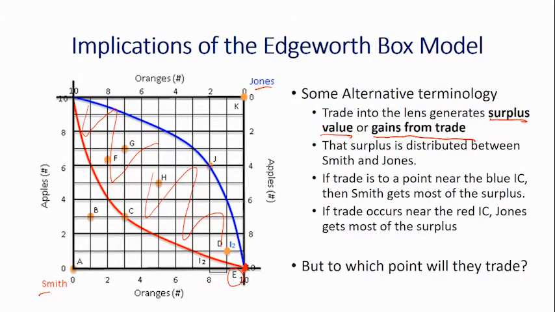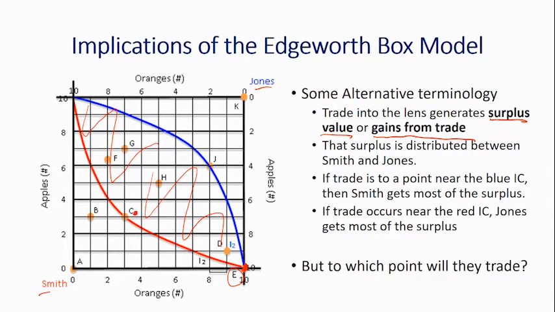And by that, it's just another word or phrase that's referring to the increase in utility or happiness that they get by virtue of trading with the other trading partner. Okay, and that surplus value is being distributed, if you will, between Smith and Jones. Smith is getting some of it, extra utility. Jones is getting some of it. But how that distribution occurs will depend on kind of where they end up in the lens.